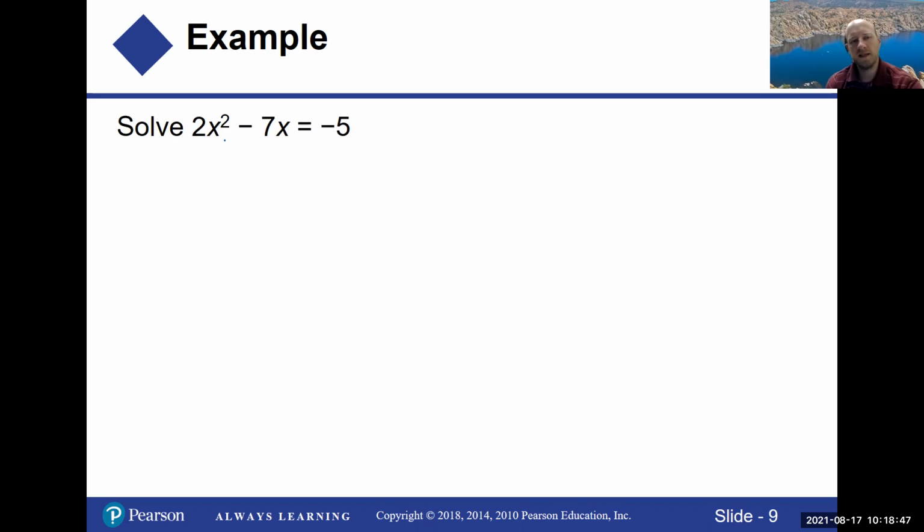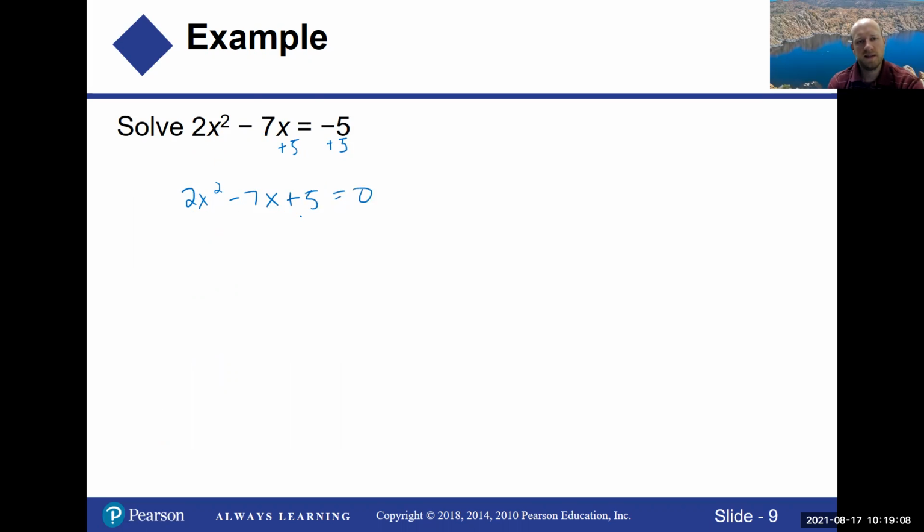All right, another one. Again, step 1, make sure it looks like a quadratic equation, right? So ax squared plus bx plus c. So we're gonna rewrite this. I'm just gonna add 5. I'm gonna add 5. Okay, so it looks good.